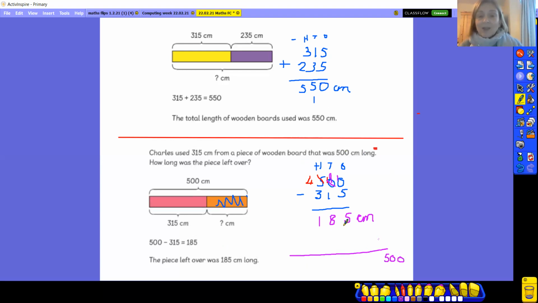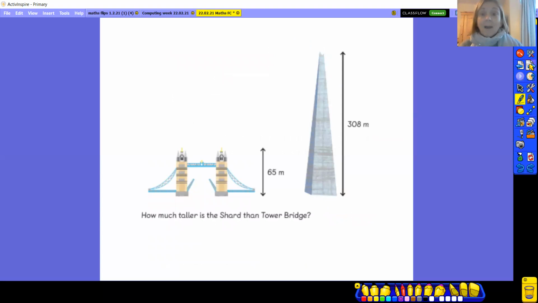Okay, and then you can subtract 315. I'm sure you know how to do that because we've done that quite a lot in class. Right, so let's go on to the next page. Aha. So the next question says, how much taller is the Shard, that's this pointy building here, both these buildings are in London, than Tower Bridge?